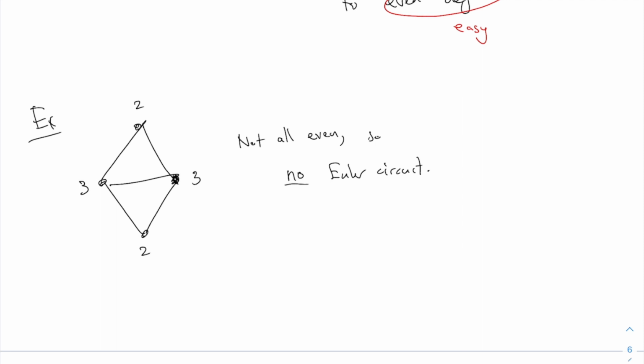And that's all there is to it. To decide if there is an Euler circuit or not, all you got to do is look at all the degrees and see if they're all even, or if some of them are odd, then there is no Euler circuit.